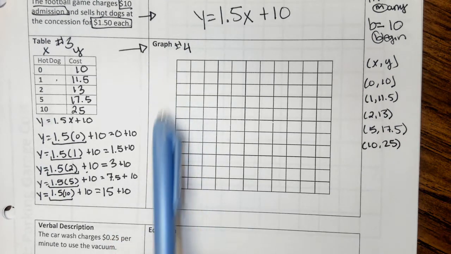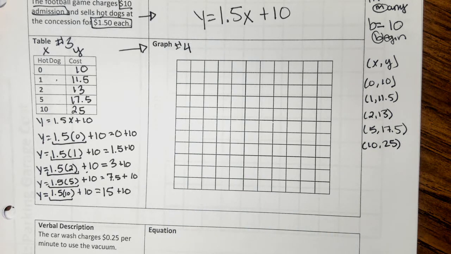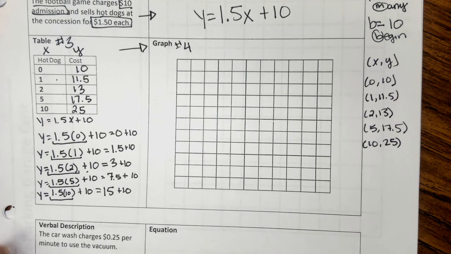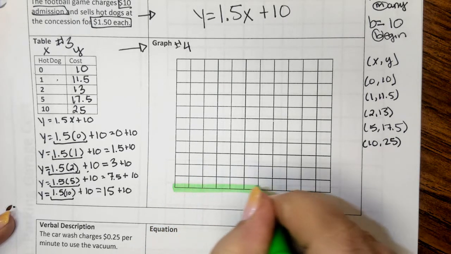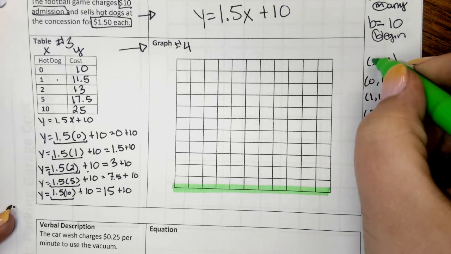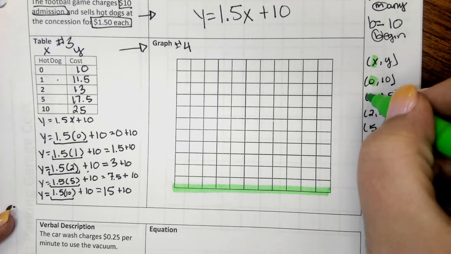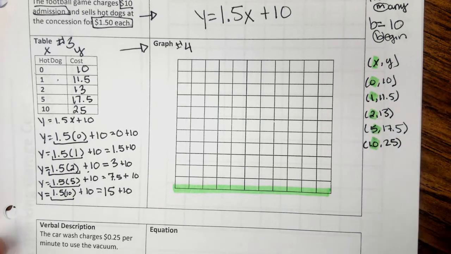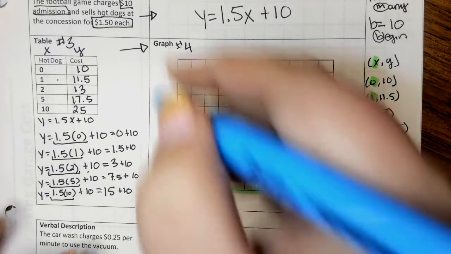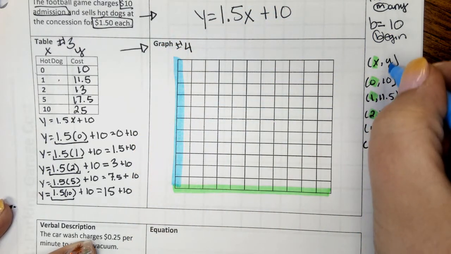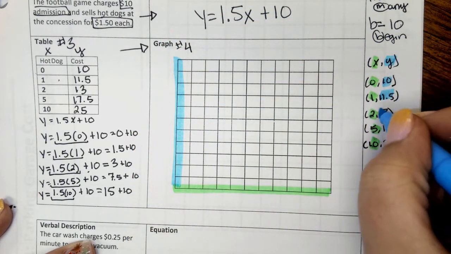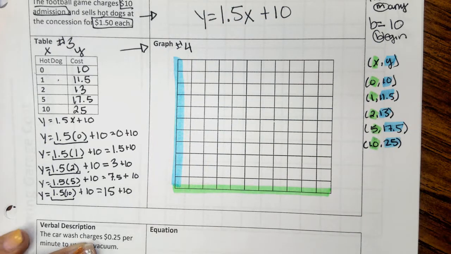You'll notice that these graphs don't have any numbers. So what we're going to do is create our very own scale. Here is the x-axis, and these are our x values, 0, 1, 2, 5, 10. Here is the y-axis, and here are our y values, 10, 11.5, 13, 17.5, and 25.